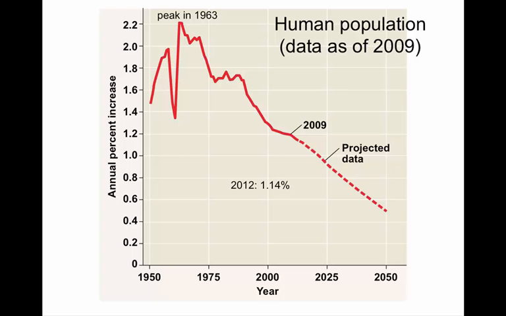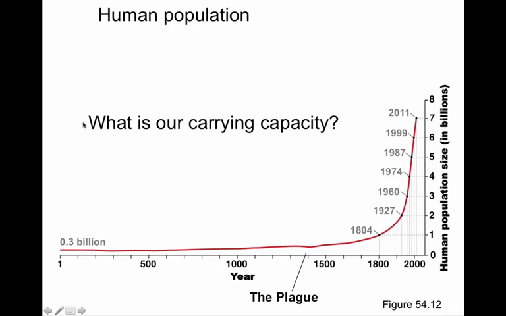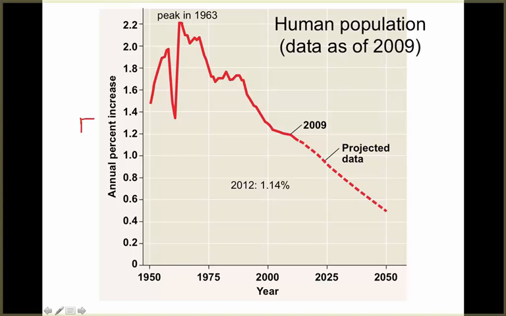What does R look like anyway? This graph is not from your textbook, but I thought you'd enjoy looking at this because this is actually a graph of what R looks like as a function of year. This showed data as of 2009 with projected data after 2009. I also found a number for 2012. I went ahead and pulled that out for you.